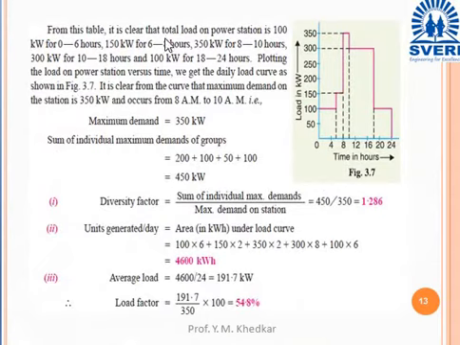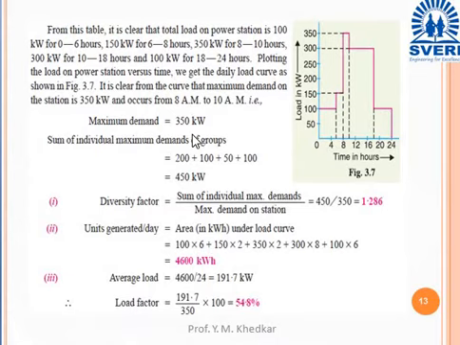Here we have plotted this graph with the given information. So 100 kilowatt for 0 to 4 hours, then 150 kilowatt for 4 to 8 hours, then 350 kilowatt for 8 to 10 hours, then once again 300 kilowatt from 10 to 18 hours, then once again 100 kilowatt for 18 to 24 hours. So in this way the load curve is with us.